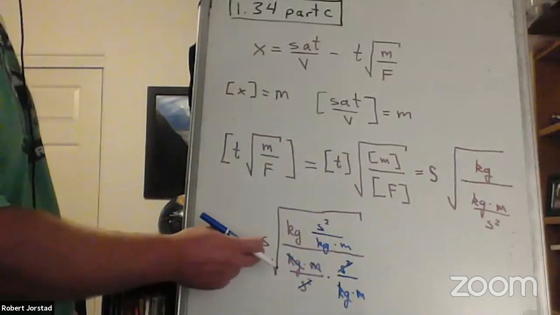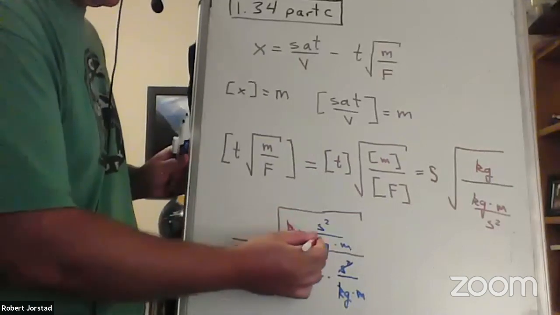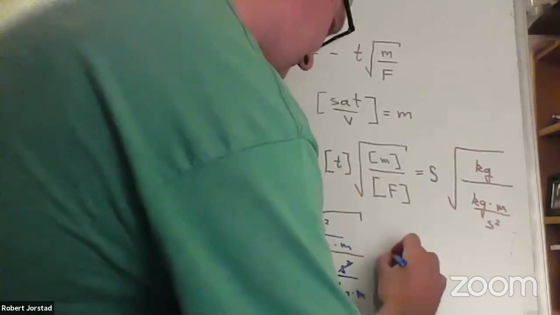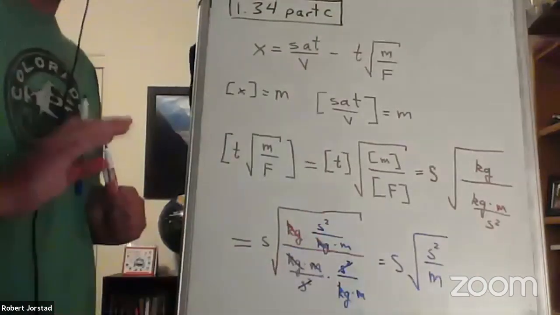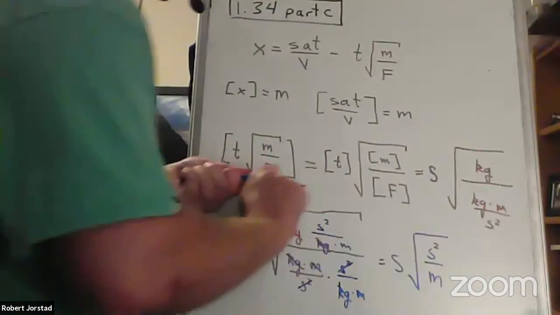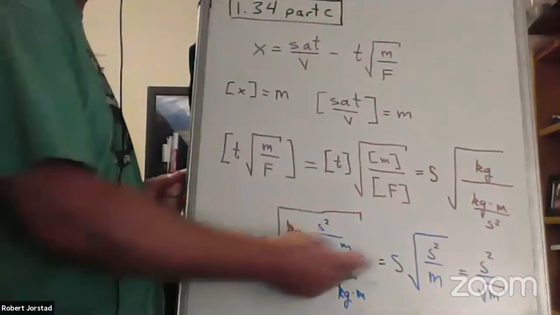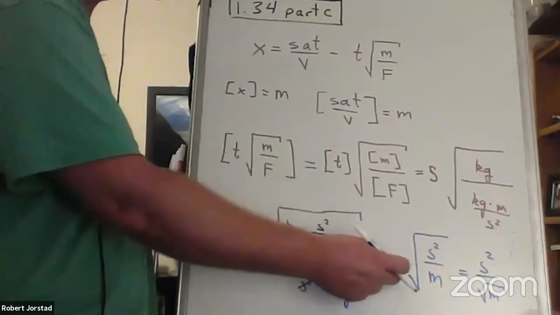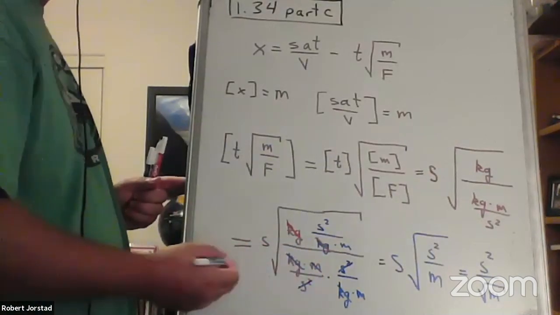Oh, wait a minute. Oh, yeah, this is seconds out front. Okay. Now I also can see the kilograms cancel here. And it looks like I get seconds times the square root of seconds squared per meter. And no matter what you do, you could even say, oh, well, this is equal to seconds squared over the square root of meters, right? Because the square root of seconds squared would be seconds. That would come out. Second times a second is back to seconds squared. Crazy, right?